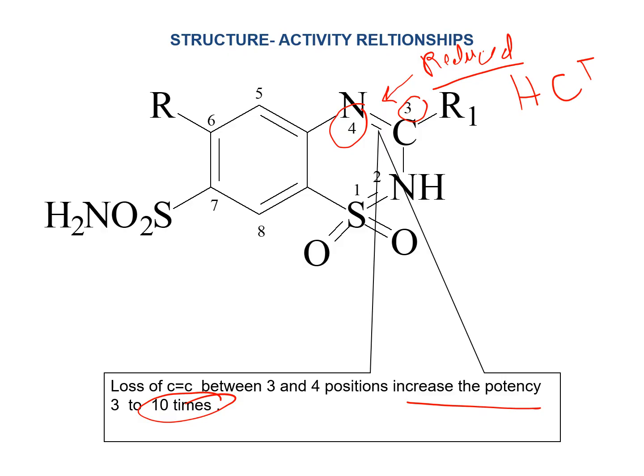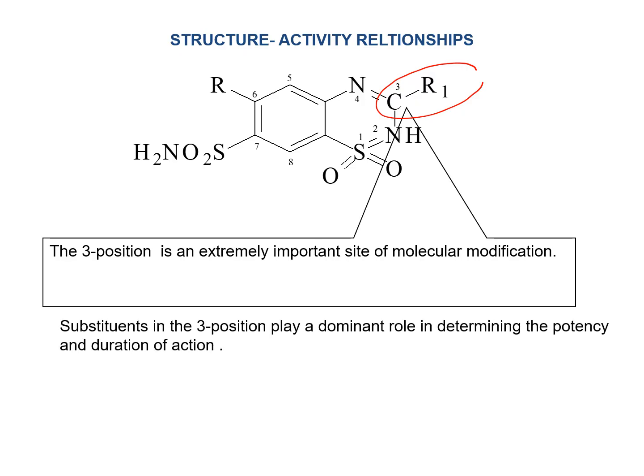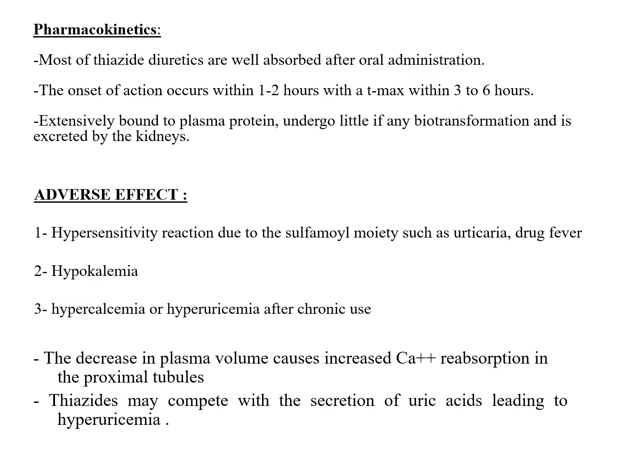Okay, the last thing is position number 3, where it's important to have a substituent. You can have various types of substituent, and that determines the potency usually and the duration of action. Okay, let's talk about pharmacokinetics of these compounds.